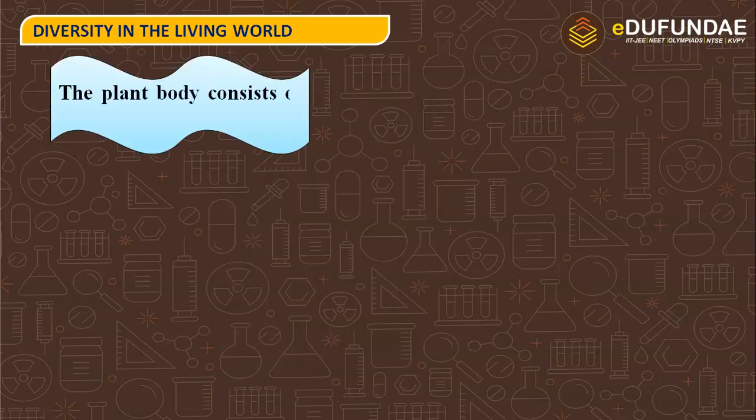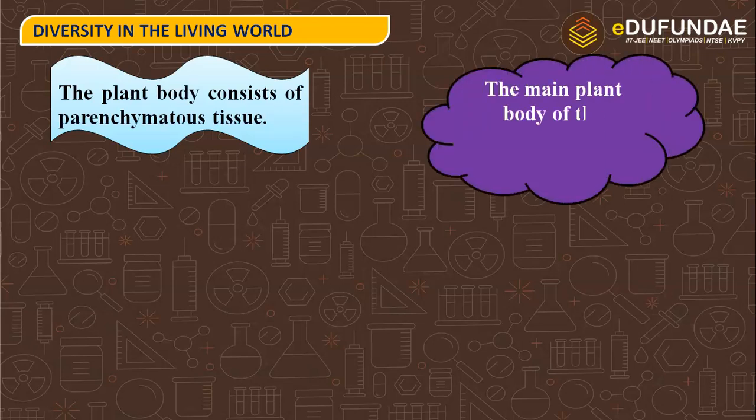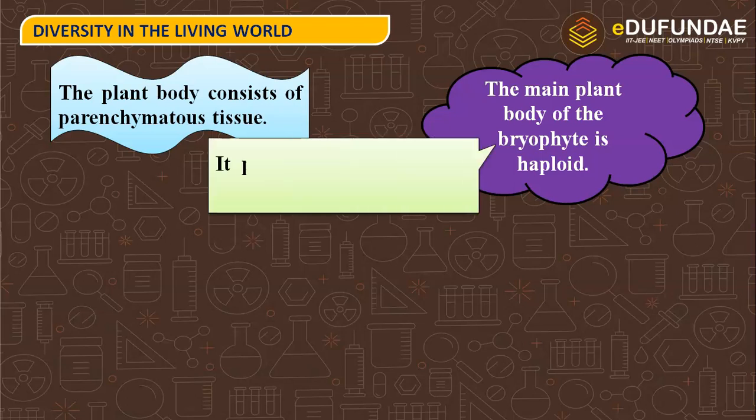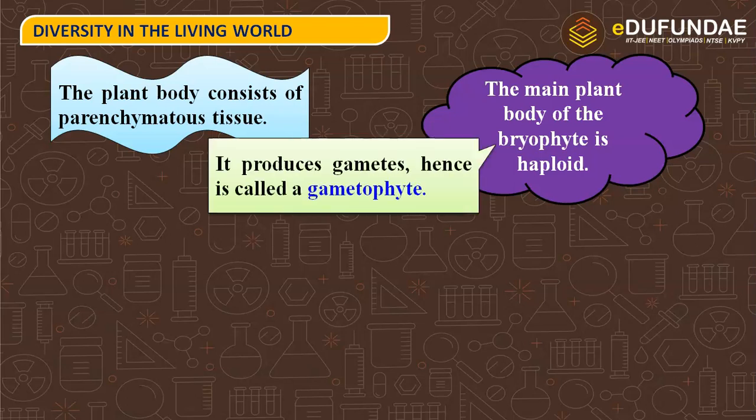Next we have that the plant body consists of parenchymatous tissue. The main plant body of the bryophyte is haploid, and what do we mean by haploid? If the number of chromosomes is 2n, we call it diploid. But in this case, the main plant body that is called the gametophyte is a haploid structure. In case of algae, the main plant body was sporophyte, but in this case, the main plant body is gametophyte because it produces gametes and it is a haploid structure.